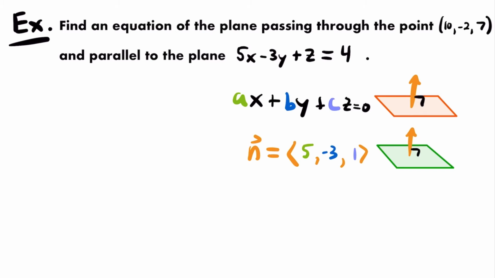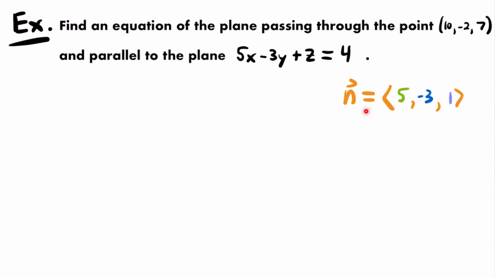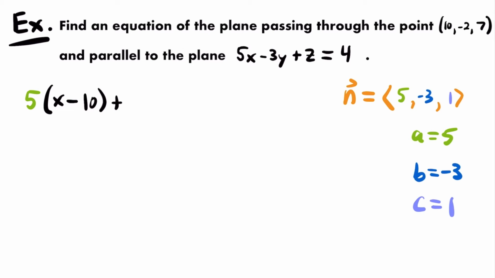All right, so let's use that normal vector and this point to find an equation of the plane in this example. Remember that from our normal vector, we get the values of a, b, and c. I'm just going to write those down really quick. A is equal to 5, b is equal to -3, and c is equal to 1. And so now let's set up our equation. We're going to have a, which is 5, multiplied by x minus x1, the x coordinate from our point, which is 10. So we have x minus 10, and then we'll add b, which is -3. So I'm going to write -3 here. We'll have -3 times y minus y1, and y1 is -2. So we have -2.